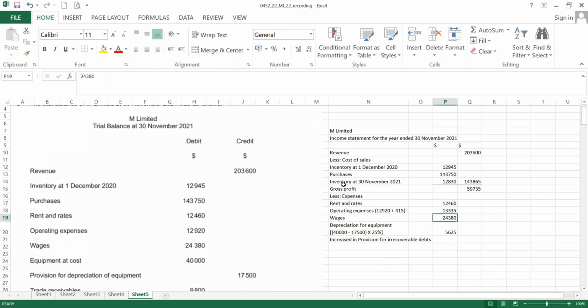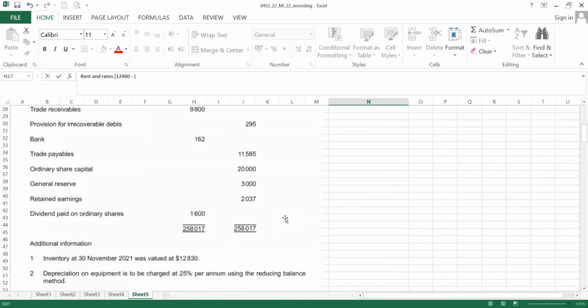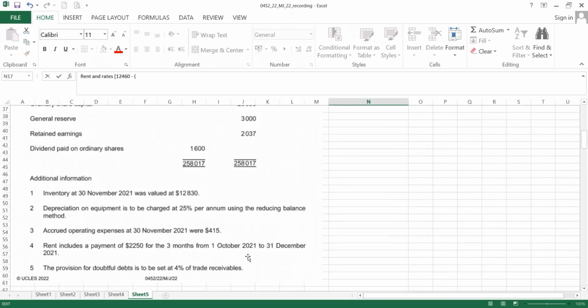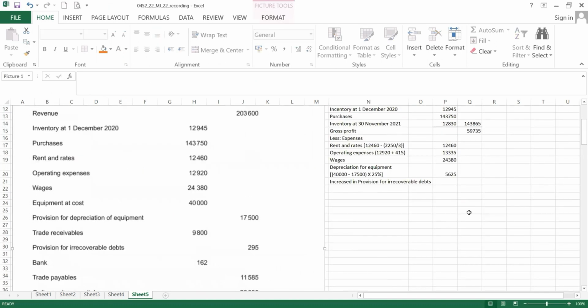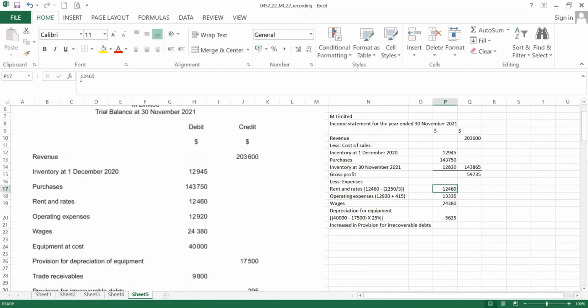So rent and rate, we have to minus 12460 minus how much? Minus 1 month prepaid. So we take 2250 divided by 3 and then get the amount. So let's recalculate. Minus 2250 divided by 3. So we get 1170.